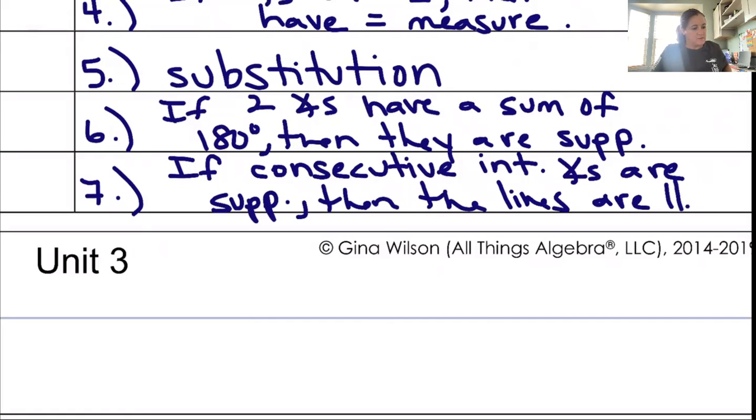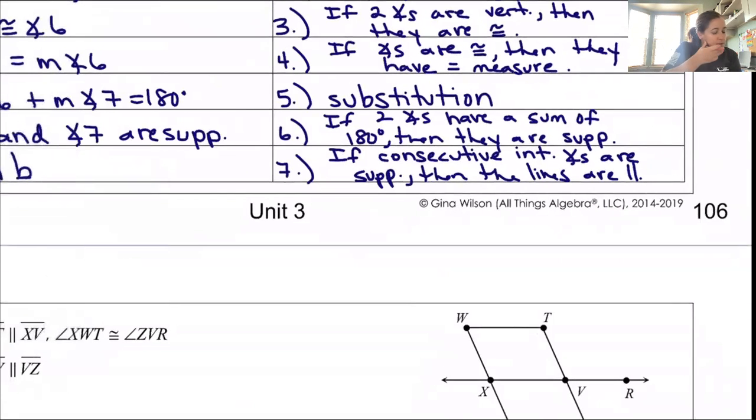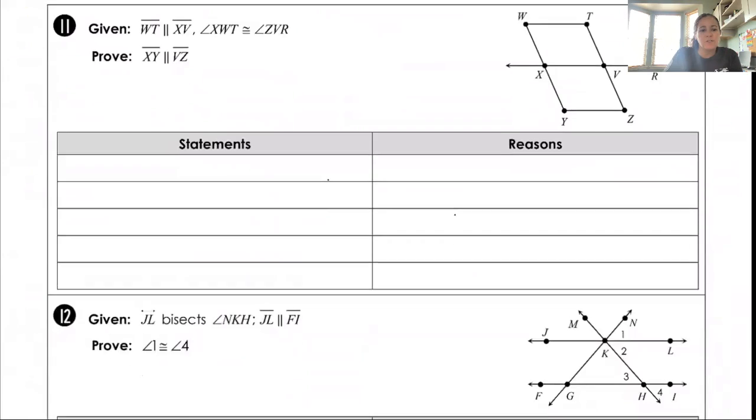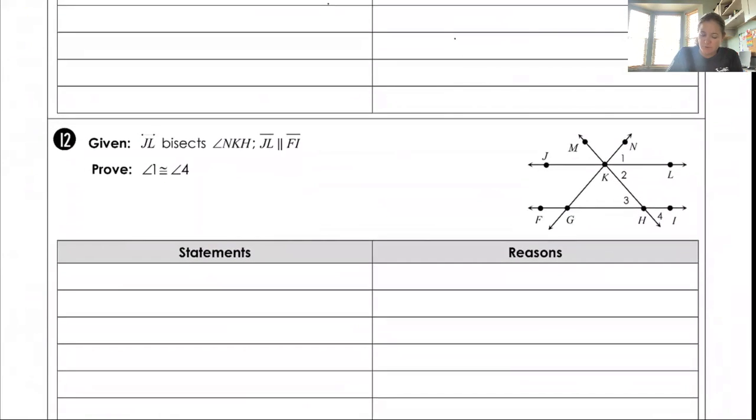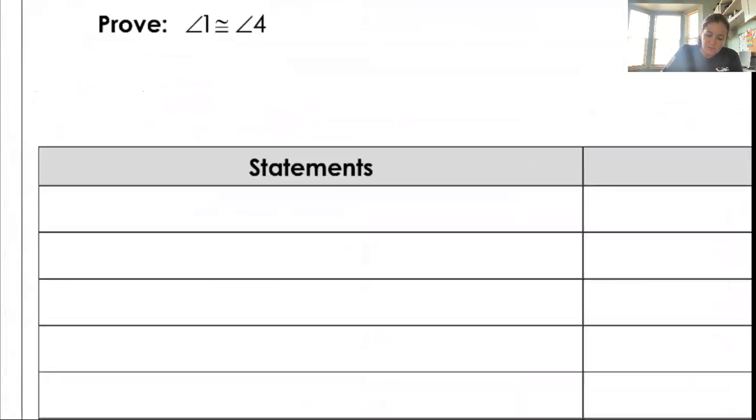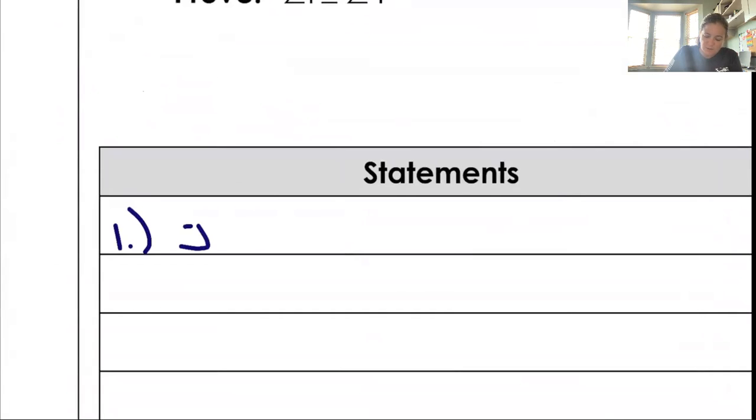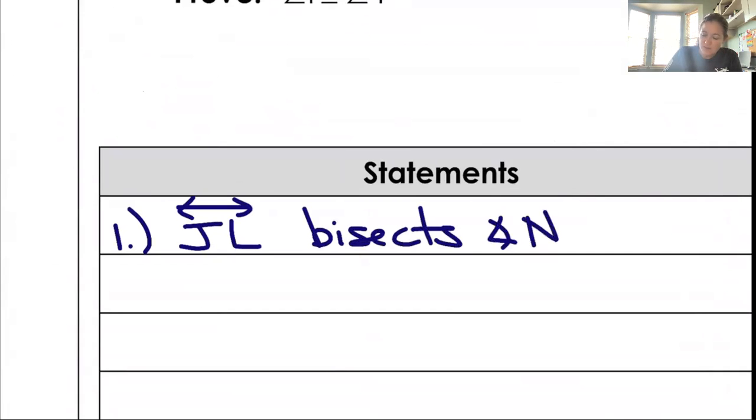All right, let's see if there's any others that we want. Ooh, number 12 is a good one to do. Number 12 is good because it talks about angle bisectors. So let's go ahead and take a look at that. That's a good refresher here. So let's start with JL bisects angle NKH.